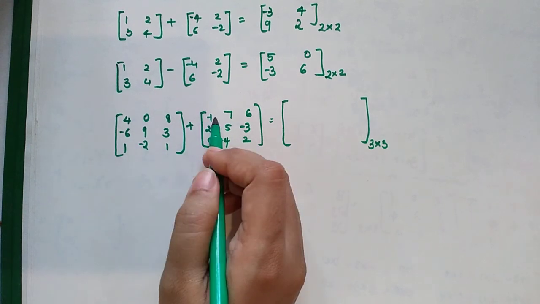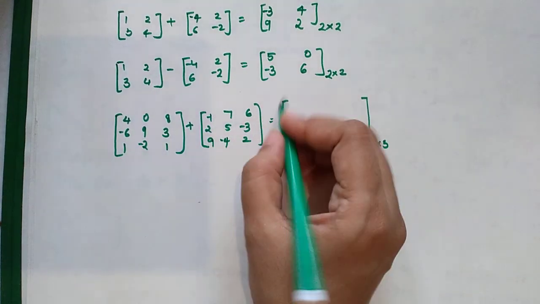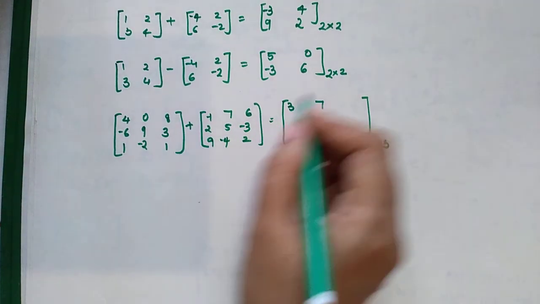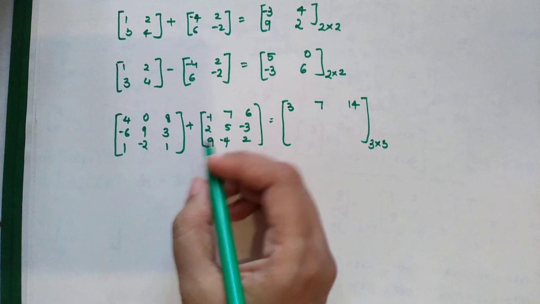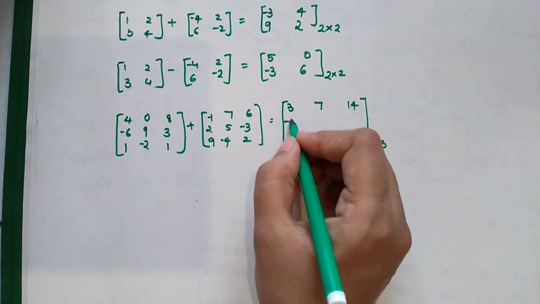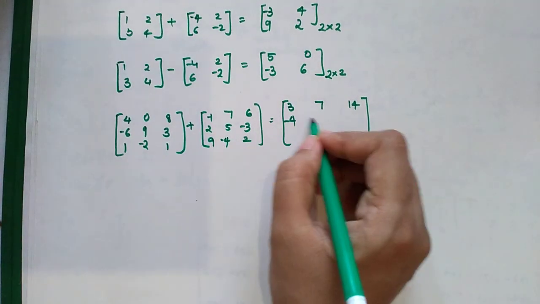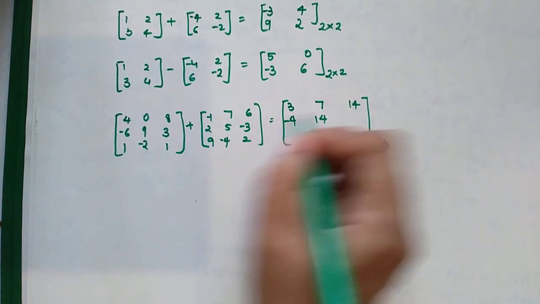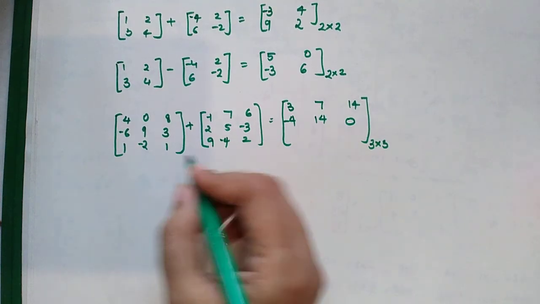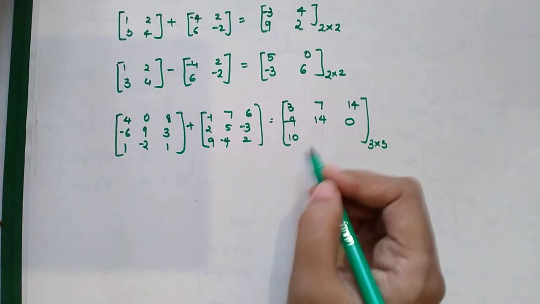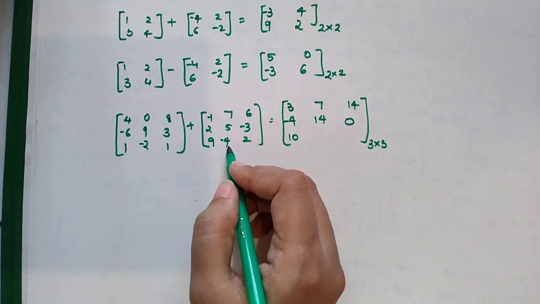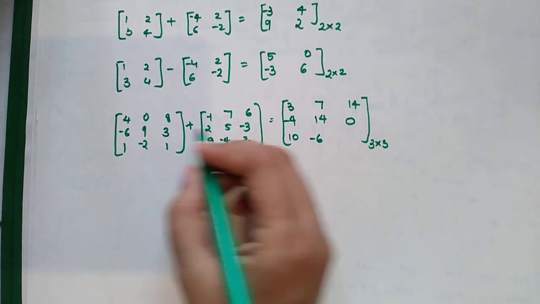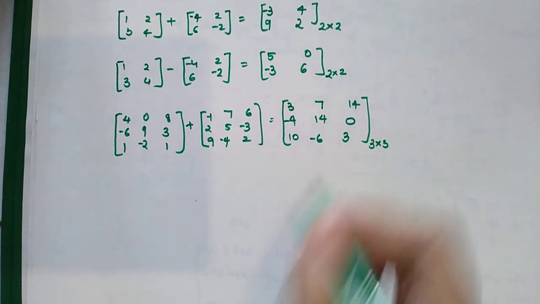So 4 plus of minus 1 becomes 4 minus 1, that gets you 3. 0 plus 7 gets you just 7. 8 plus 6 gets you 14. Okay, minus 6 plus 2 gets you minus 4. 9 plus 5 gets you 14. 3 plus minus becomes minus, so 3 minus 3 gets you 0. Now 1 plus 9 gets you 10. Minus 2 plus minus 4 gets you minus 6. And 1 plus 2 gets you 3.